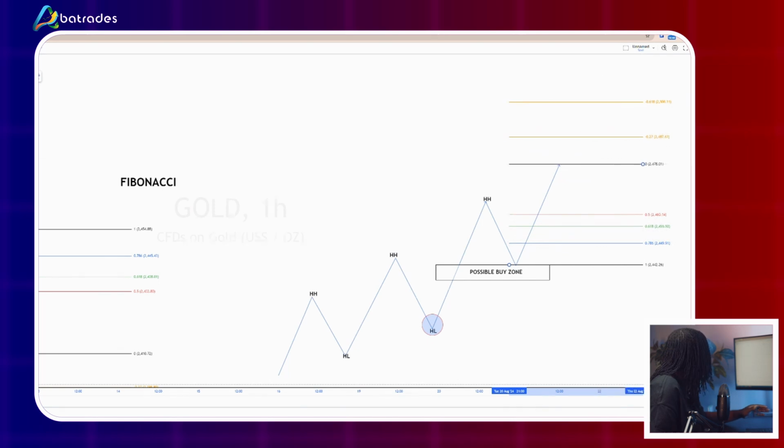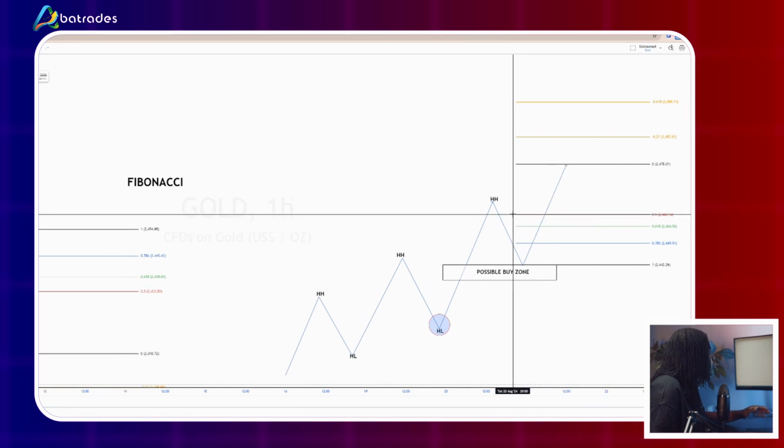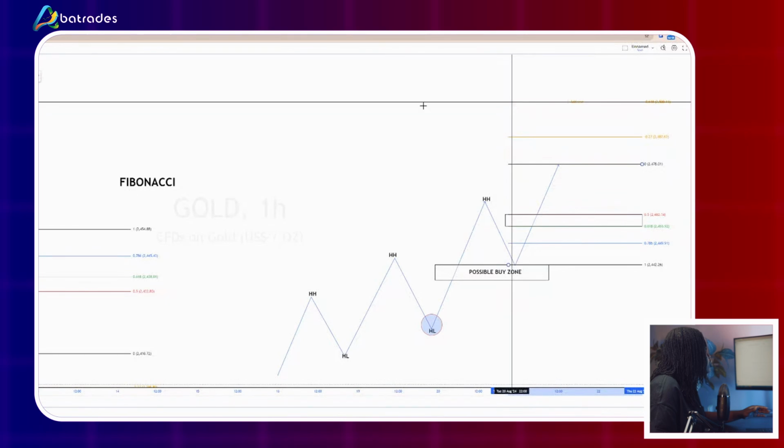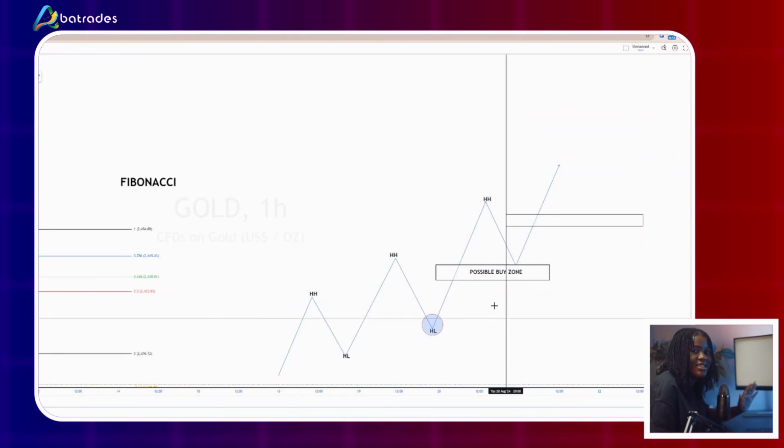Okay, then you just take your rectangle tool, mark your zone down, then delete the Fibonacci tool. Now this is how to simply trade Fibonacci in an uptrend.